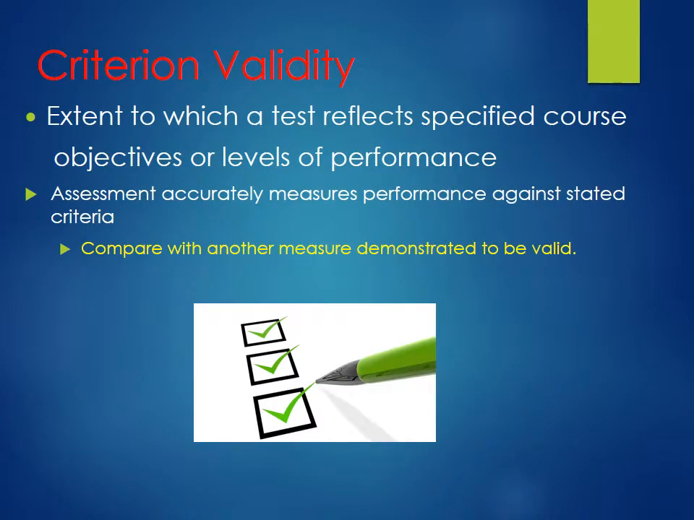So once we have reviewed the considerations about the content of a test, then we need to consider the criterion. Does the test measure the course objectives to the level of performance that we want to see from our students? Is the test accurately measuring the performance against the stated criteria? One way to do that is to compare the measures of one test to the results of another test which has been demonstrated to be valid as to its criterion.